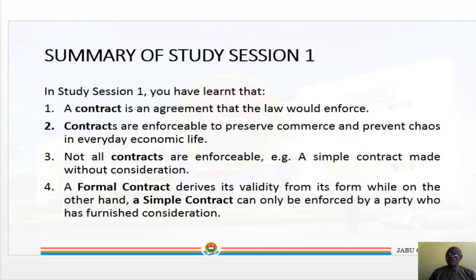3. Not all contracts are enforceable. For example, a simple contract made without consideration cannot be enforceable. 4. A formal contract derives its validity from its form, while, on the other hand, a simple contract can only be enforced by a party who has furnished consideration.